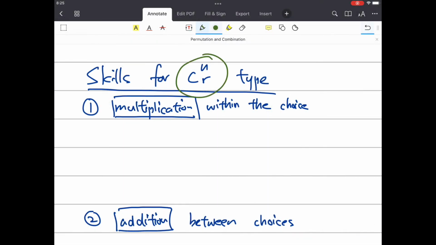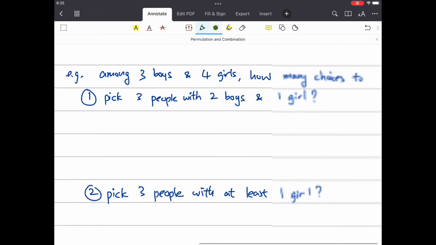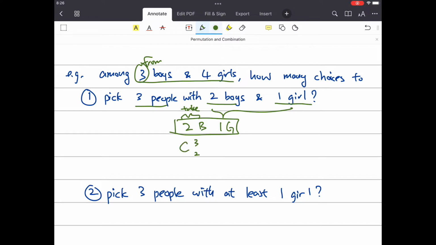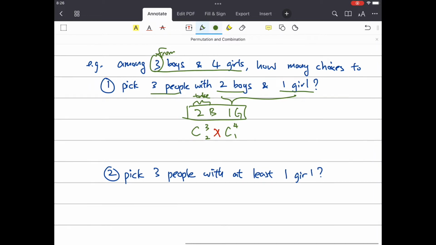For nCr problems, the first thing you need to know is to use multiplication within the same choice, and then use addition for different choices. For this example, we have 3 boys and 4 girls. How many choices to pick 3 people with 2 boys and 1 girl? So for this choice, we have 2 boys and 1 girl. Therefore, for the boys, we have 3 to choose from, and then we take out 2. So we use 3C2. We use C if the order of the 2 boys doesn't matter to me. And then we have 4 girls to choose from, and then we take 1 girl. Therefore, it is 4C1. Within the same case, we use multiplication. So we multiply them together to get the final results.